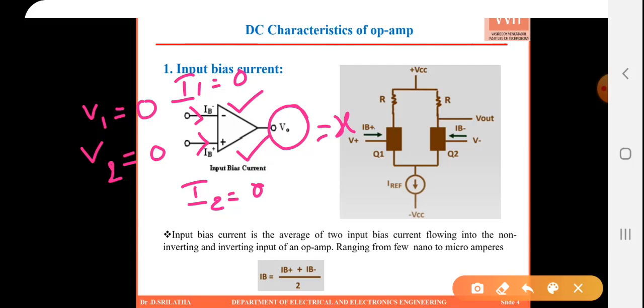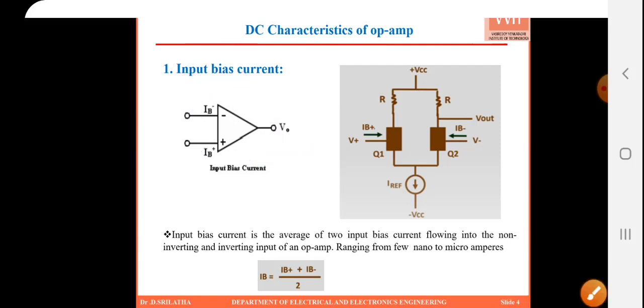So, input bias current is the current flowing through the two terminals of the operational amplifier due to biasing of transistors, because this operational amplifier is made with two identical transistors. Hence we can define the input bias current of a differential amplifier or operational amplifier as the average of the two bias currents of the operational amplifier, IB plus IB minus by 2. This is the averaging current.